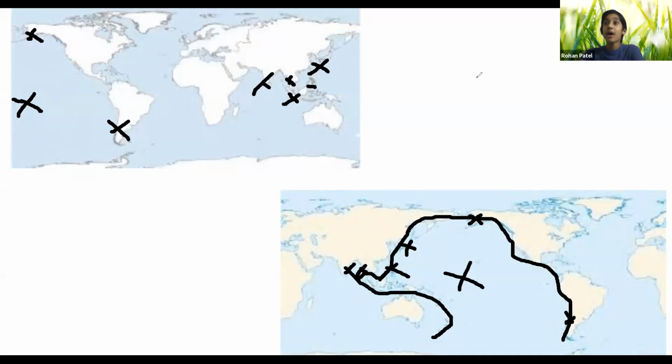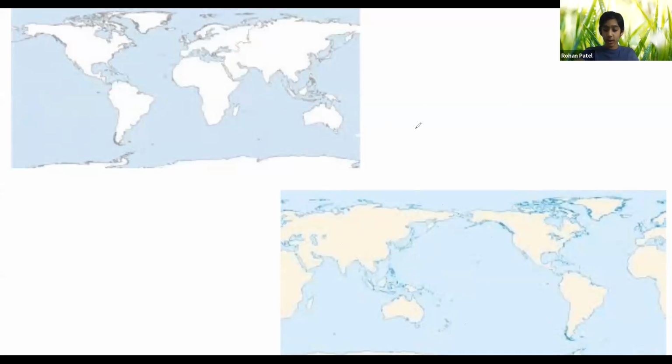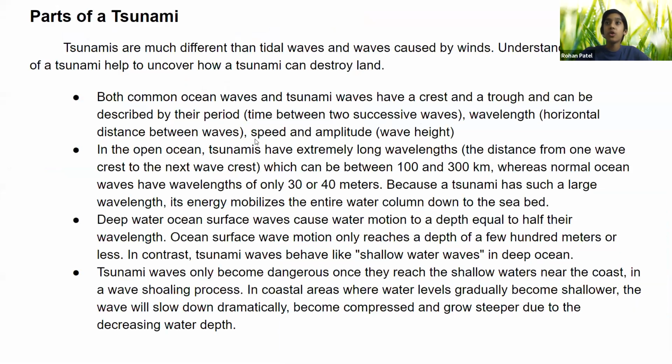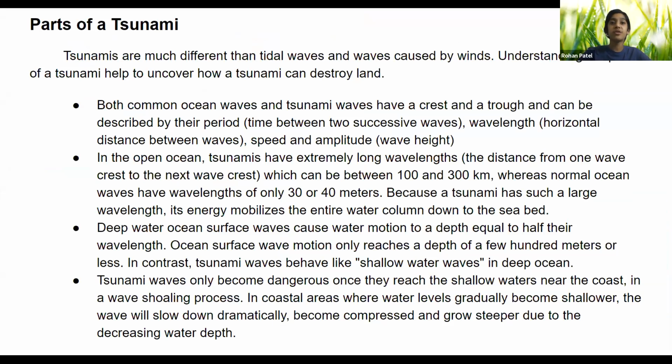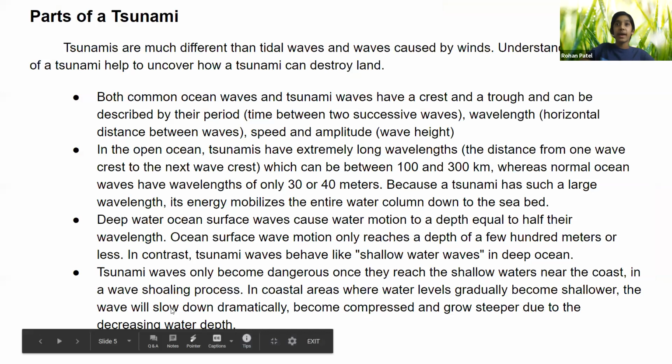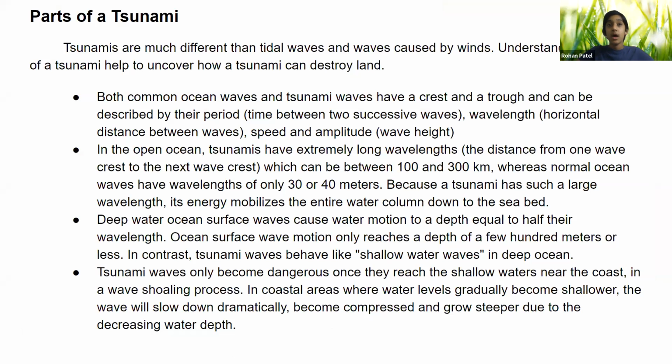So now that that's through, we can understand that what must have caused it was either an earthquake or a volcano. Let's move on. So what are the parts of a tsunami? Tsunamis are much different than tidal waves and waves caused by winds. Understanding the parts of a tsunami helps to uncover how a tsunami can destroy land.